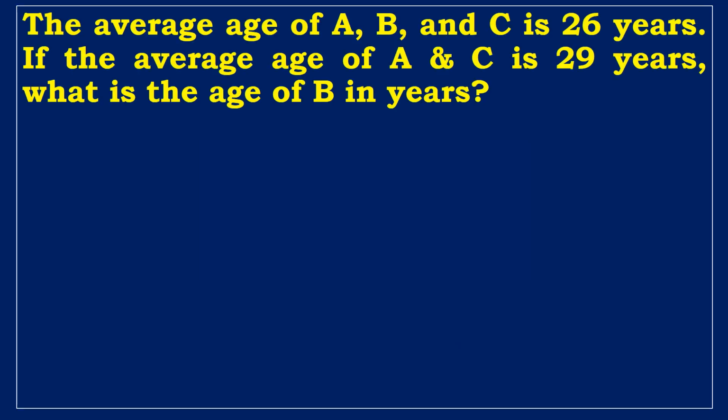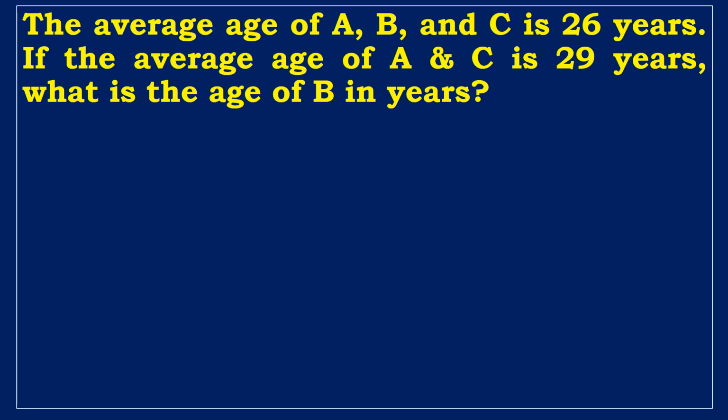Let's look at an example to understand the basic concept of averages. The average age of A, B, and C is 26 years. If the average age of A and C is 29 years, what is the age of B in years? We can use the information provided to set up an equation to find the age of B.